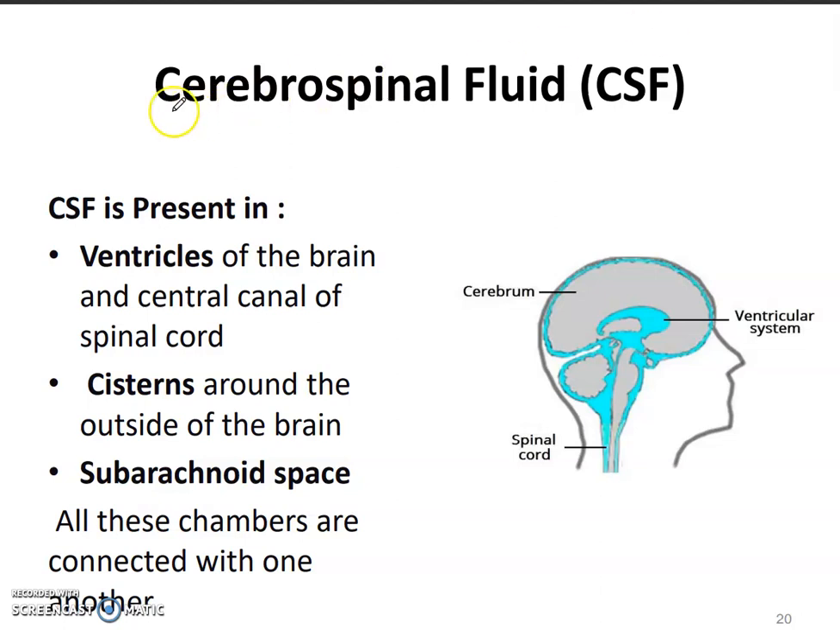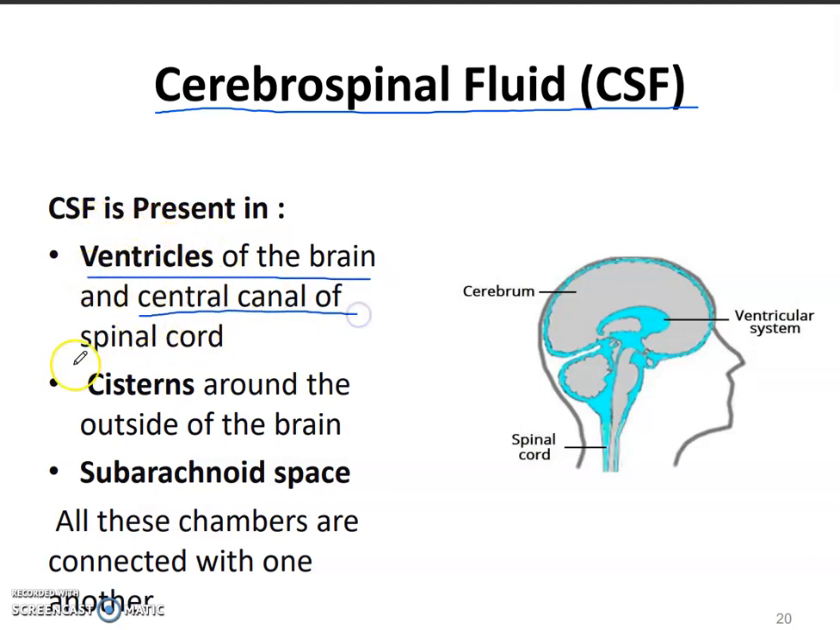Hello and good morning. Today our topic will be cerebrospinal fluid. CSF is present in the ventricles of the brain, central canal of the spinal cord, and the cisterns around the outside of the brain. As you can see, this is the spinal cord and this is the brain. And this is the ventricular system, the canal of Schlemm and so on. And this is the cerebrum.